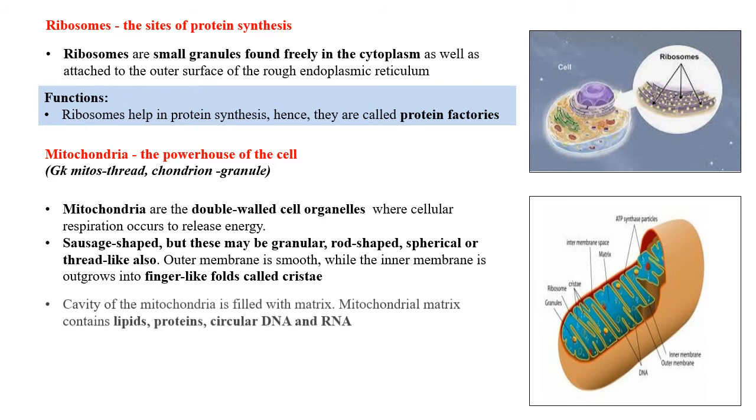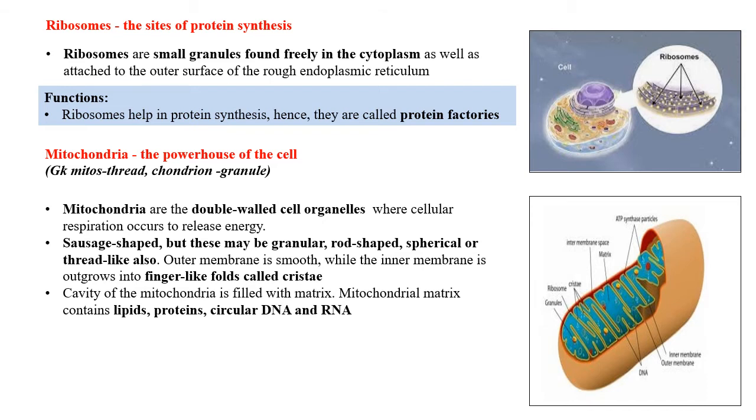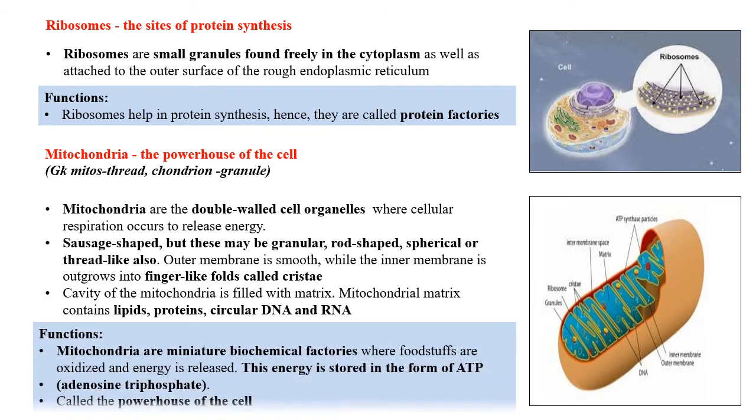The cavity of mitochondria is filled with matrix. The mitochondrial matrix contains lipids, proteins, circular DNA, and RNA. Functions. Mitochondria are miniature biochemical factories where foodstuffs are oxidized and energy is released. This energy is stored in the form of ATP, adenosine triphosphate. Hence, mitochondria are called the powerhouse of the cell.